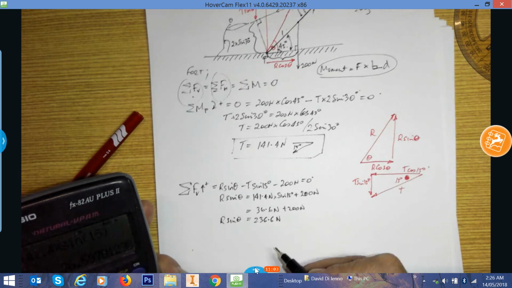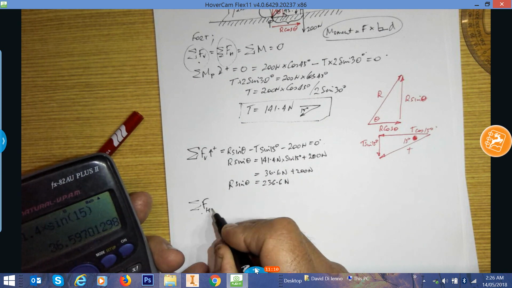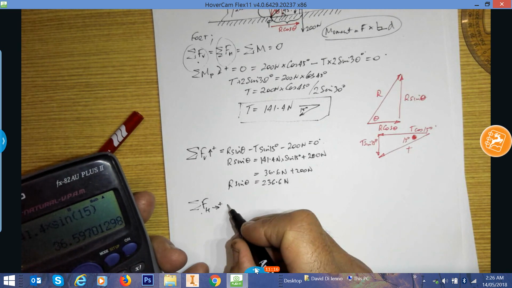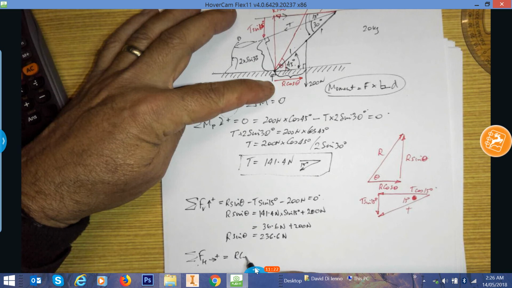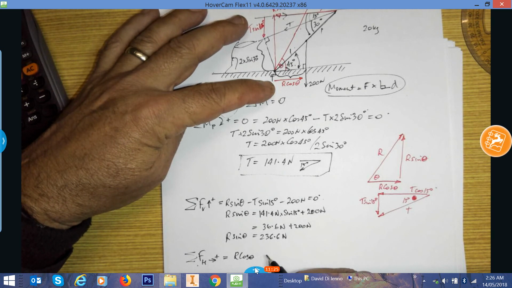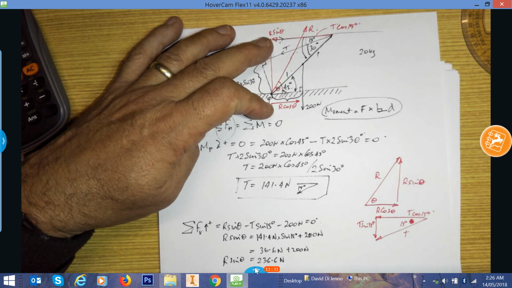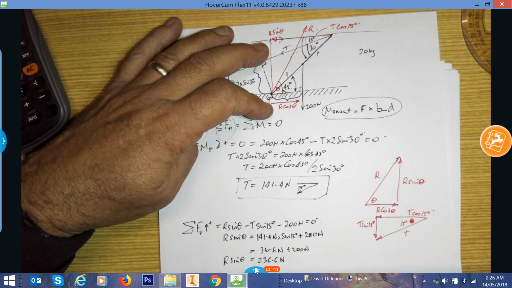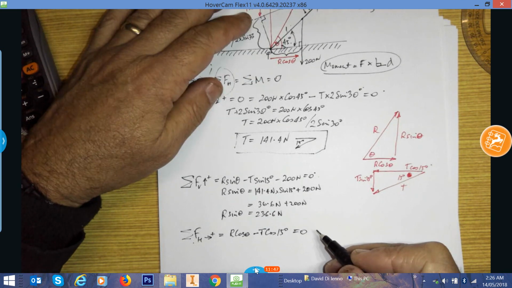Now we don't know what either R or theta is, but if we do the sum of the horizontal forces going this way positive, and that must equal 0, from our diagram up here we've got R cos theta, and the only other horizontal force is the horizontal component of the tensile force at the top here, and that's going to be in the opposite direction, so it's minus T cos 15 degrees equals 0, because there are only two horizontal components.